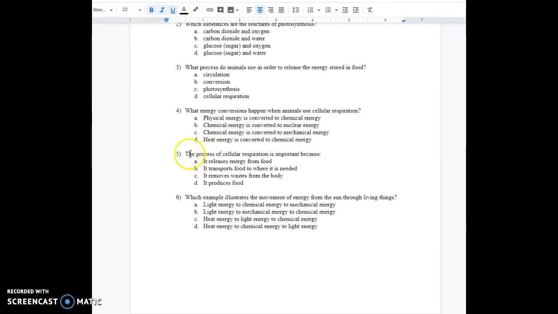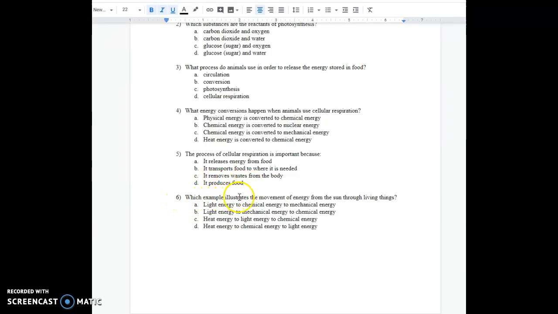Number 5. The process of cellular respiration is important because A. It releases energy from food. B. It transports food to where it is needed. C. It removes waste from the body. D. It produces food.